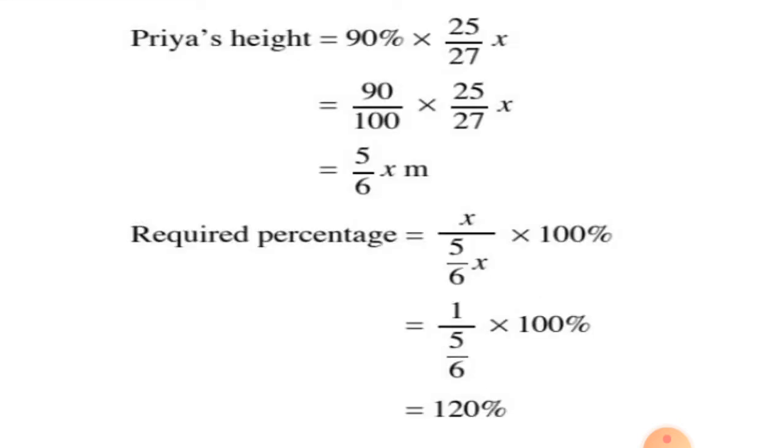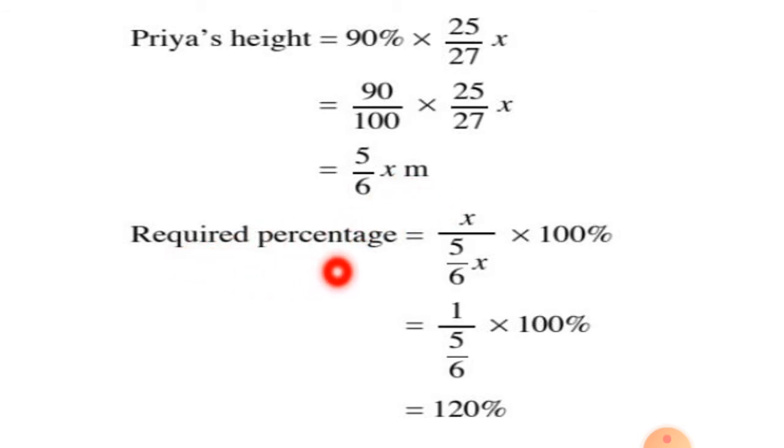Now we are going to find out Priya's height. Since it was 10% shorter, so 100 minus 10, it will become 90%. So 25 over 27x. In the place of percentage, we are going to put 100. When we simplify these four numbers, it will come 5 over 6x m.